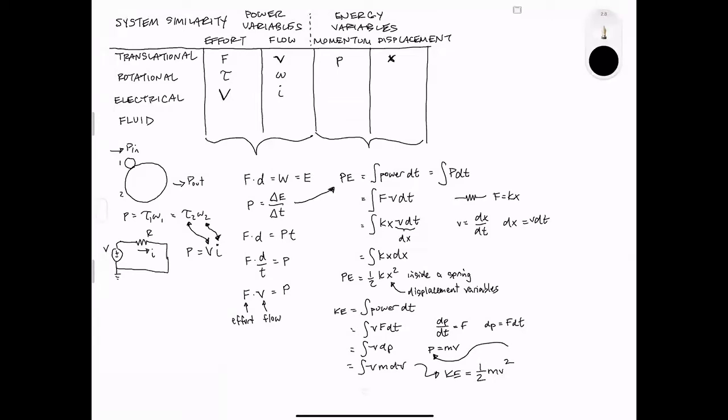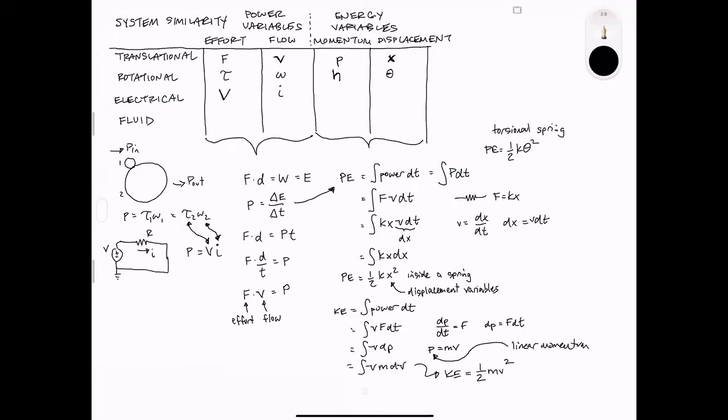Therefore, we have p being, in this case, the linear momentum, and we can use either one of these for the two different types of energy for a mass in a translational sense. We can now come in here and replace, in a rotational sense, the angular momentum, and usually we use h for that. A displacement is going to be theta, such that if we have a torsional spring, the potential energy in that torsional spring would be 1/2 k theta squared.